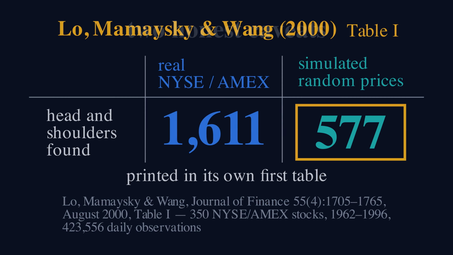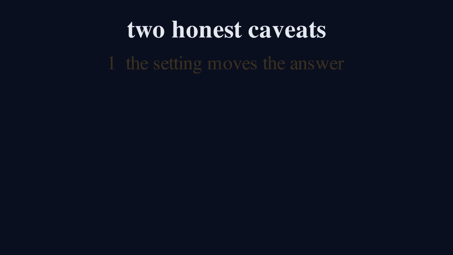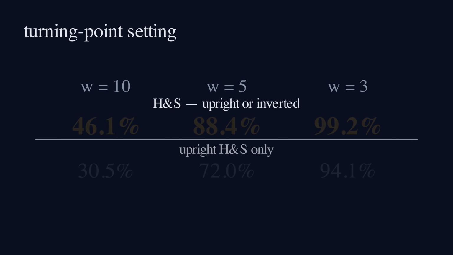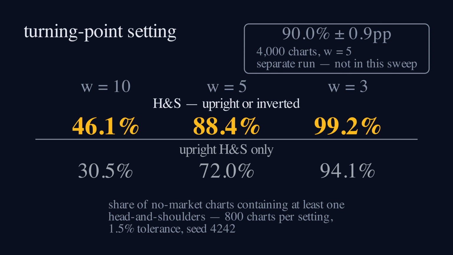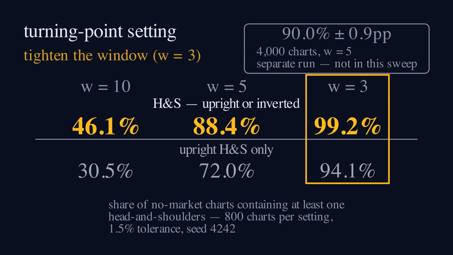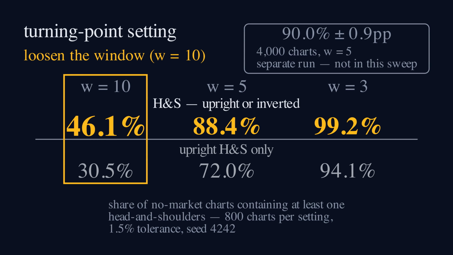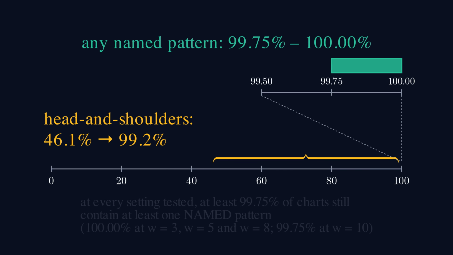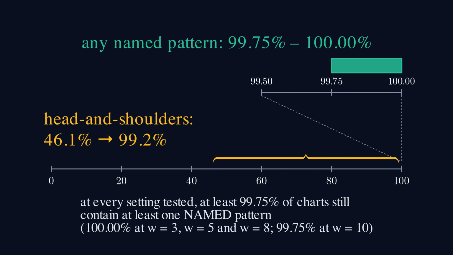Now, 2 honest caveats, because this argument has a sloppy version and I won't hand it to you. First, how many head and shoulders you find depends on how you define a turning point. Tighten that window, and 99.2% of these charts hold a head and shoulders right way up or upside down. Loosen it, and that falls to 46.1%. The setting moves the answer. But at every setting we tried, essentially every chart still held a named pattern. It doesn't rest on one shape.